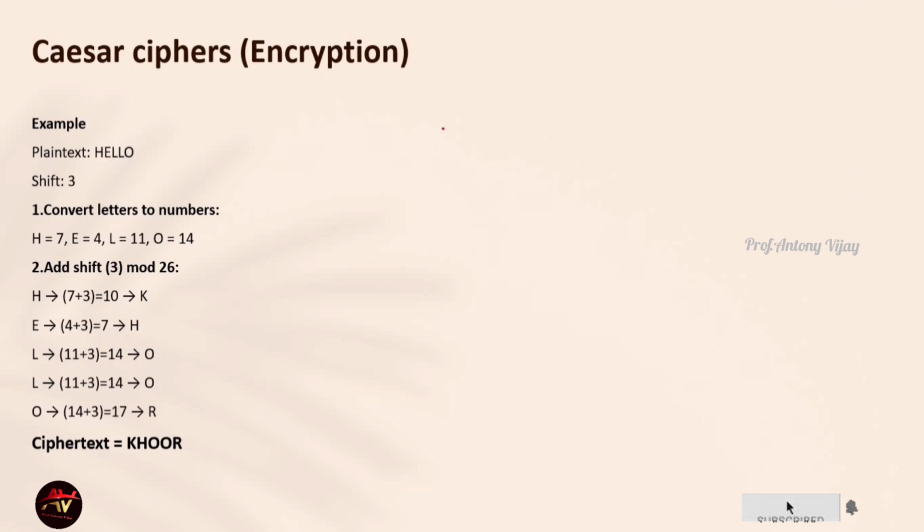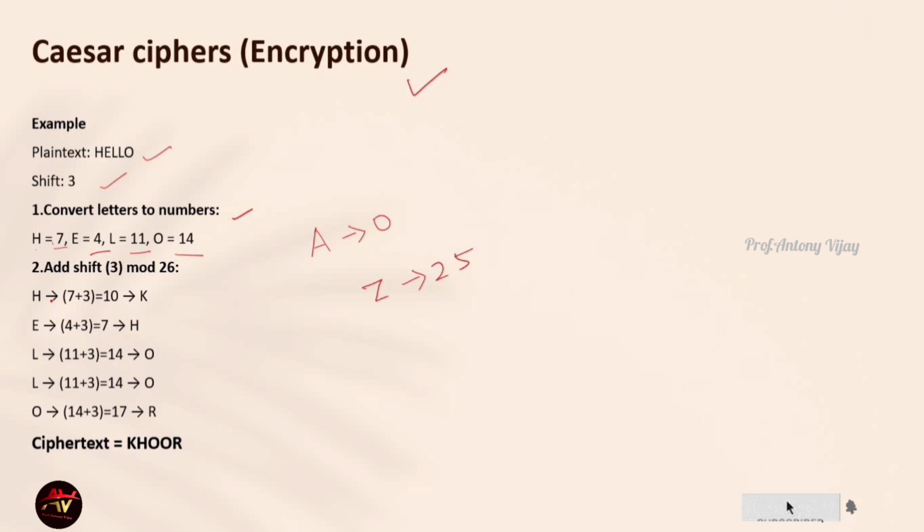So let's have a look at the encryption process. Here I have taken the plain text as HELLO, and we are taking the shift number as 3. First of all, we have to convert the letters into numbers. As you know, we start A with 0 and Z with 25. So for H the value is 7, for E the value is 4, then L is 11 and O is 14. So we have to apply the formula.